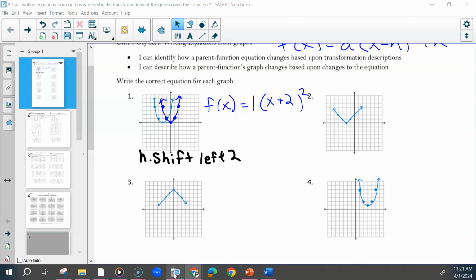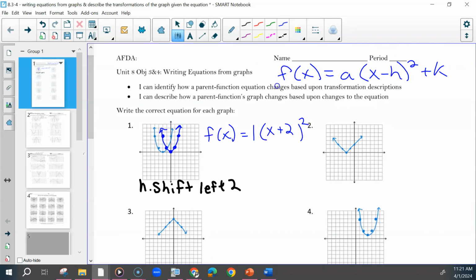Okay, let's do one of the absolute value ones. I'm going to write the function first. So it's going to look very similar. In general, your function would be f of x or y equals a times the absolute value of x minus h, and then on the outside of that plus k. So just like we did for this one, we have to recognize that this is a V, not a U. So the V is going to be your absolute value.